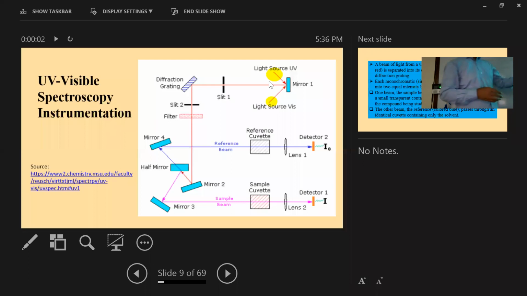That means for the UV region we use one light source, and for the visible region we use another, and they can be used simultaneously. This instrument is prepared in that way, so that when we use it, we can use both light sources at the same time. Let us consider the visible one first.